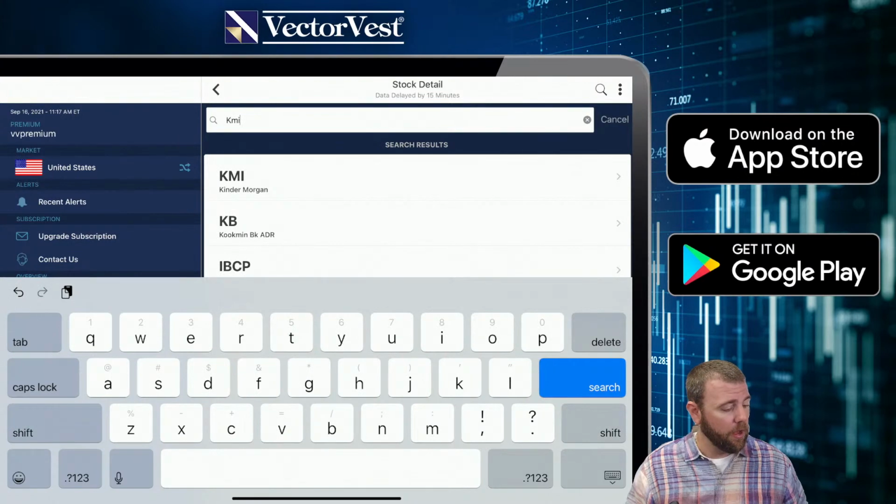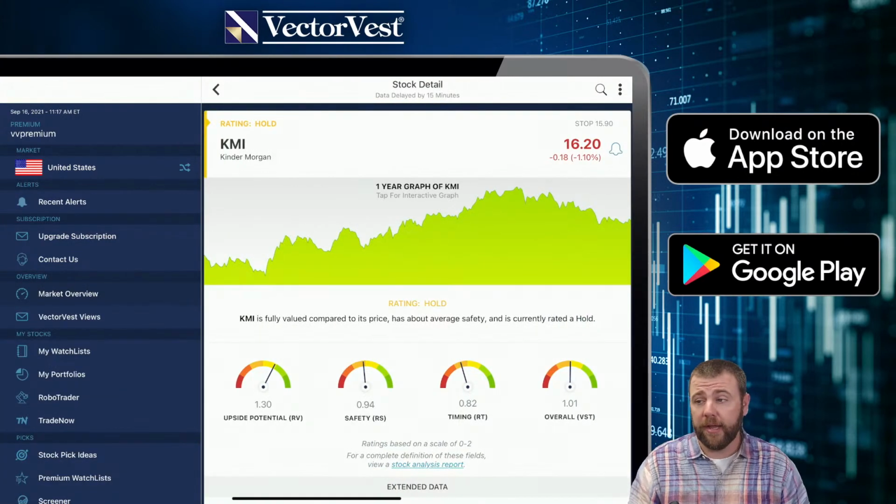KMI. Also, if you are tuning in outside of the US here today and you want to look at a stock that's not in the US, but it is in one of the markets that we just covered, just let me know whenever you type in that stock, so that way I know to switch the market there for us.